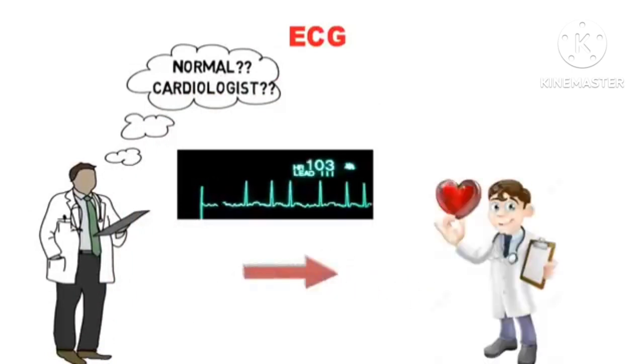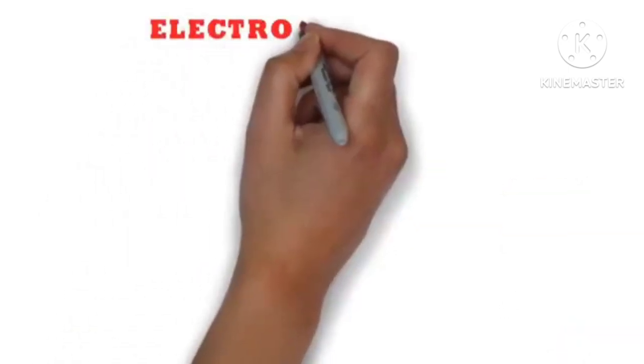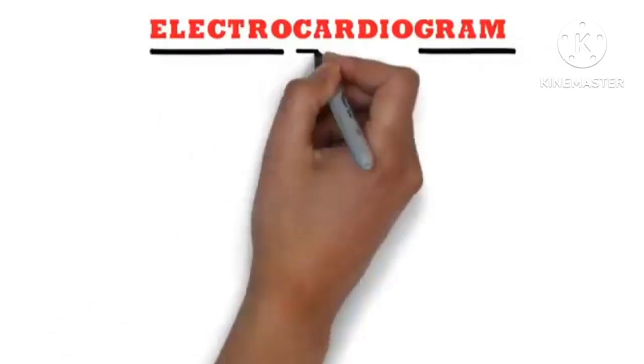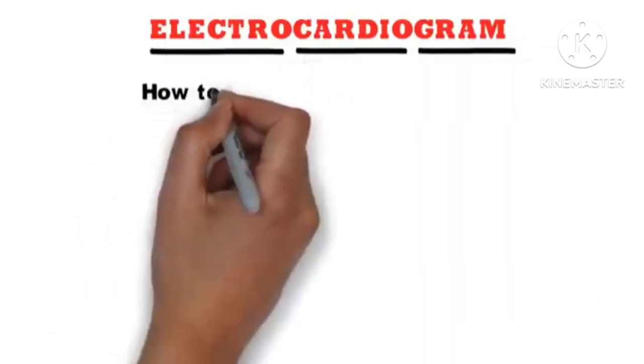So in today's video, I'll try to make ECG very simple in only 10 steps. And in the end, you'll be able to diagnose majority of heart rhythms on your own. So let's start. ECG or electrocardiogram. It is the graphical representation of electrical activity going on in the heart.